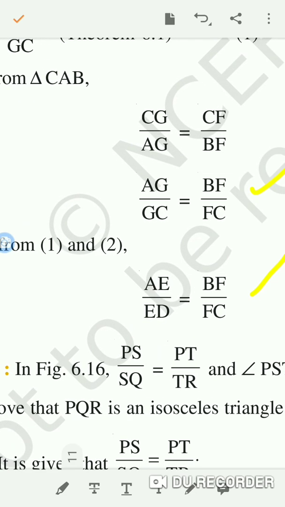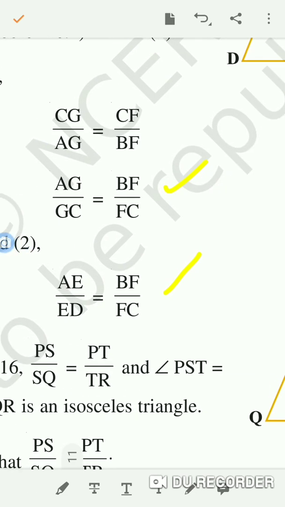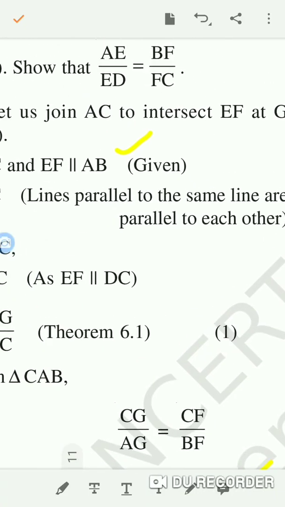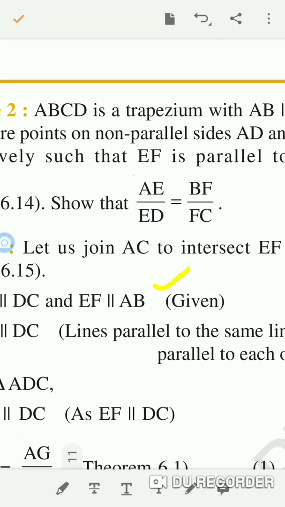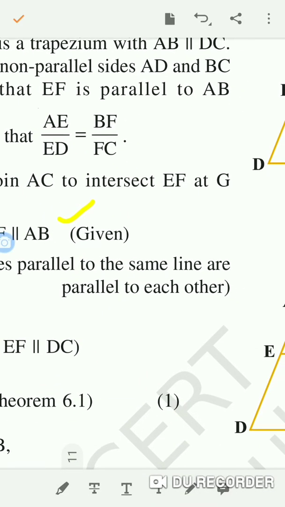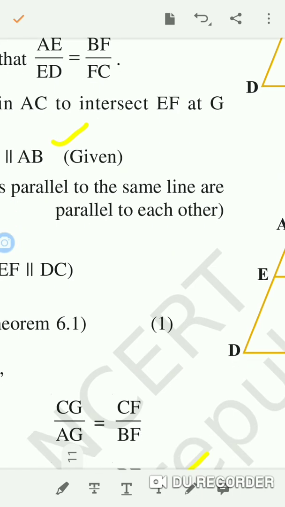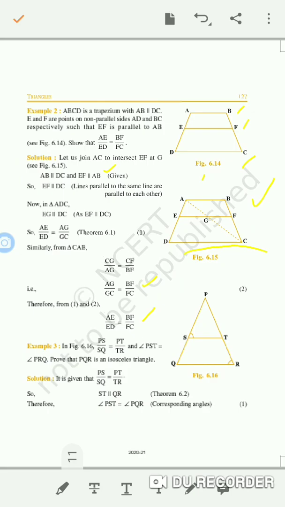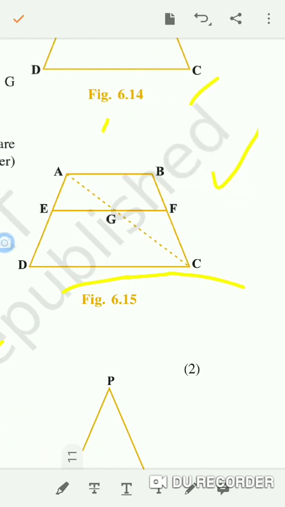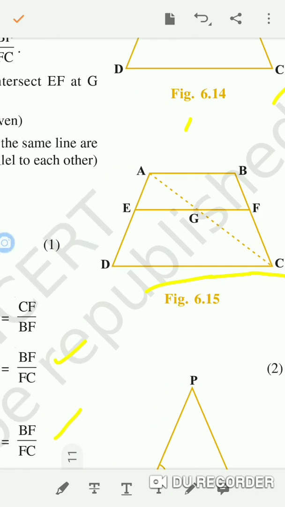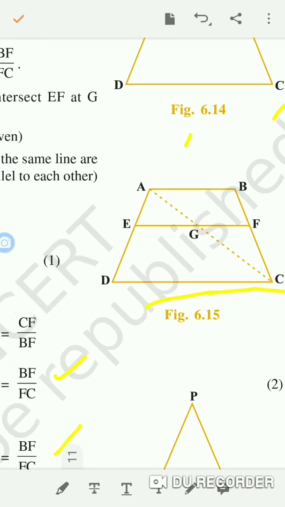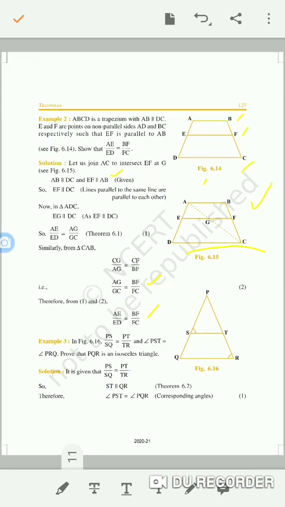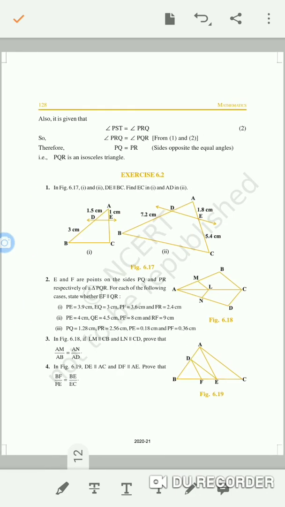Now this was our theorem target. See here, what we have to prove? AE upon ED is equal to BF upon FC. So this is called an application of the basic proportionality theorem. Okay, or in other words, the three parallel lines and their intercept theorem's application also we can say. Okay, now one more example we'll see here.